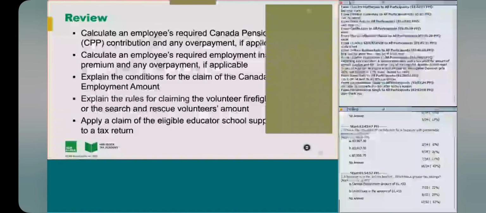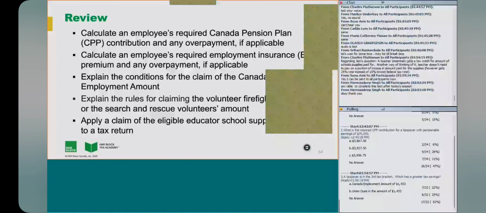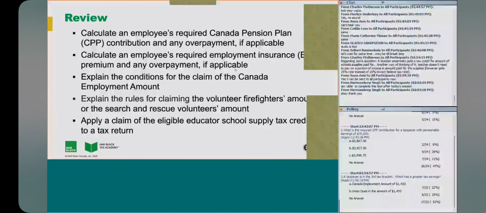These are the things. Guys, you're running way too quickly. All right. So from today's class, we've learned how to calculate the CPP and EI contribution that people need to make, and how to handle overpayments if applicable. And we've talked about various employment-related tax credits, the Canada Employment amount, the emergency volunteer amount, and how to claim a refund of the eligible educator school supply tax credit. All right. Now, let's take a break until 2.